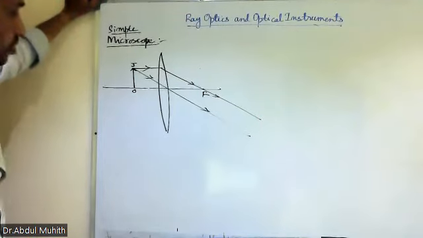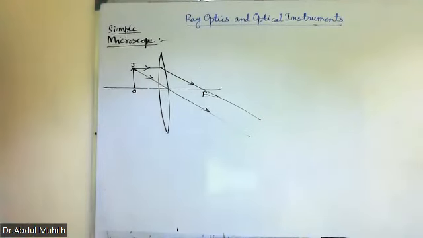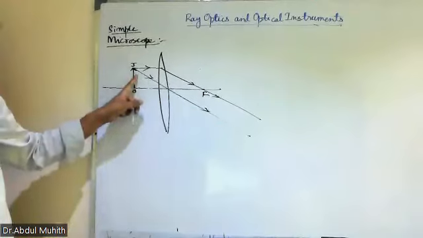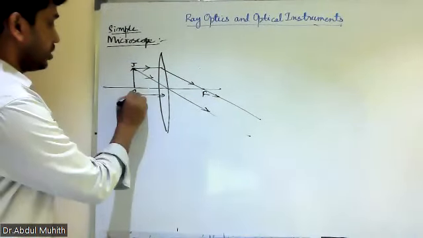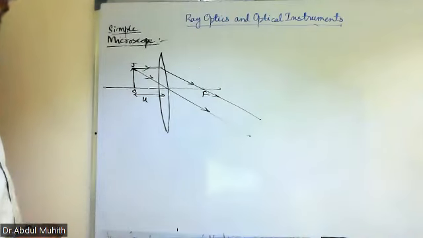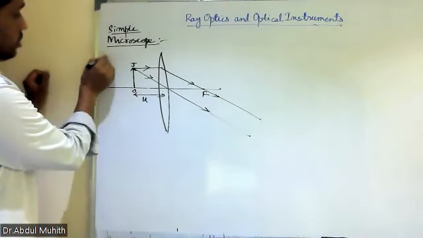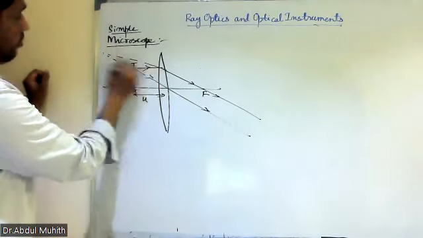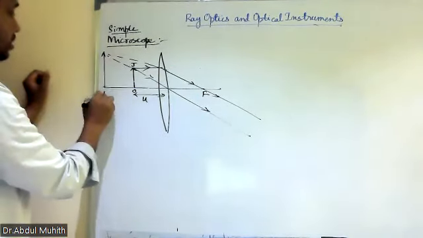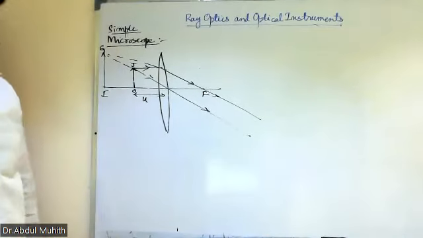Here what will happen? A ray which is parallel to the principal axis after refraction passes through the focal point. The second ray passes through the optic center and goes undeviated. So this distance is u. Just take these two rays backward, and where these two rays meet backward, the image is formed. Here this is AB or A'B', something like that.